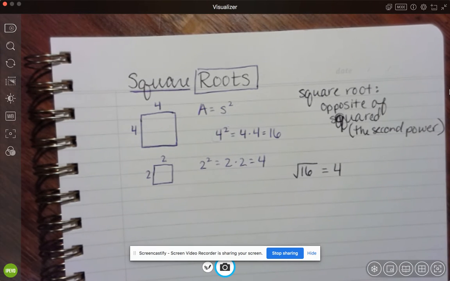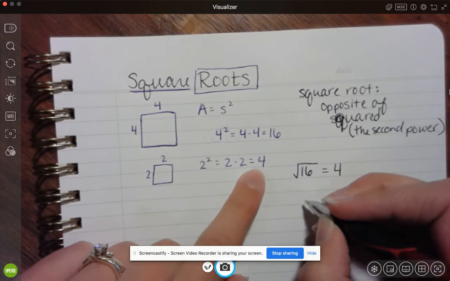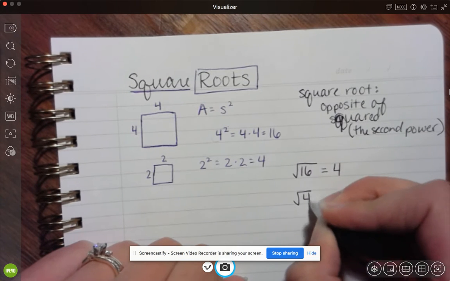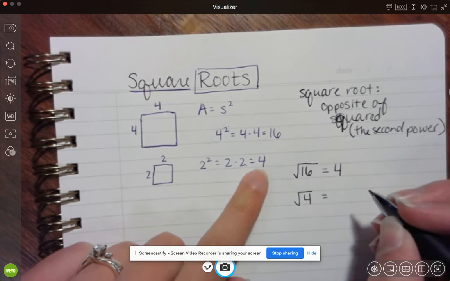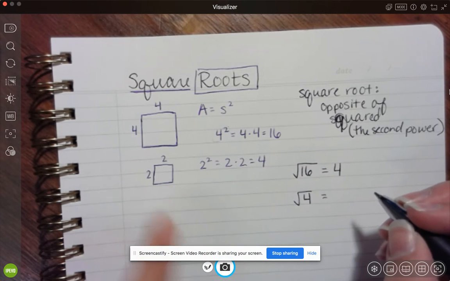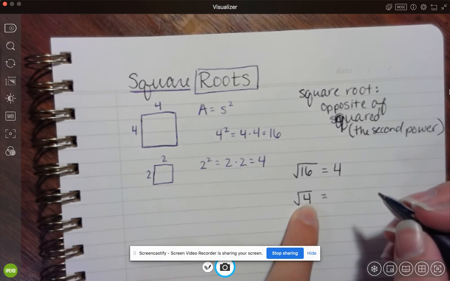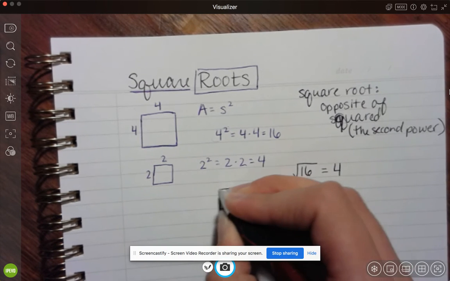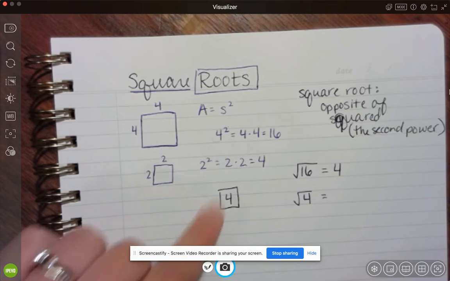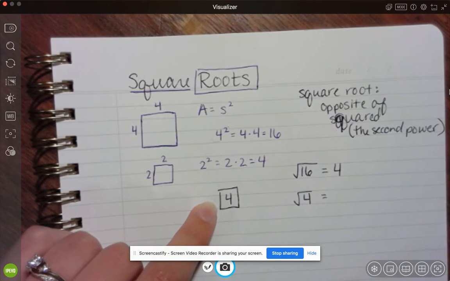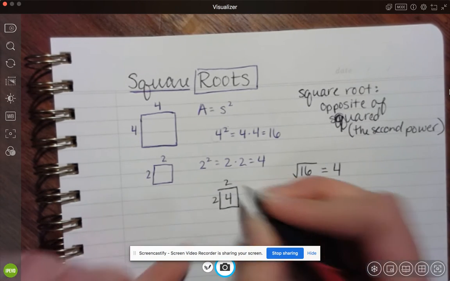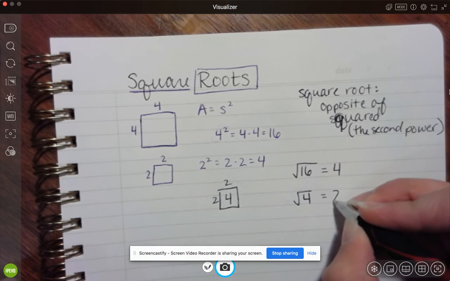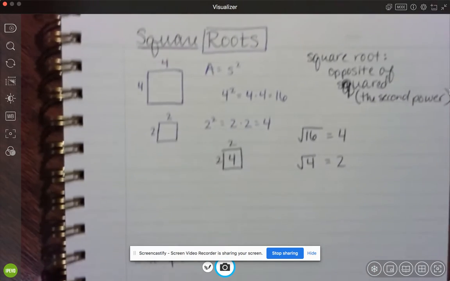So let's think of another example. Well, we'll just use this. The square root of 4. So if you think about this in terms of an actual square, when we have the square root over it, we go, okay, if my square has an area of 4, what are its side lengths? Well, they'd be 2, because 2 times 2 will get me 4. So square root of 4 is 2.